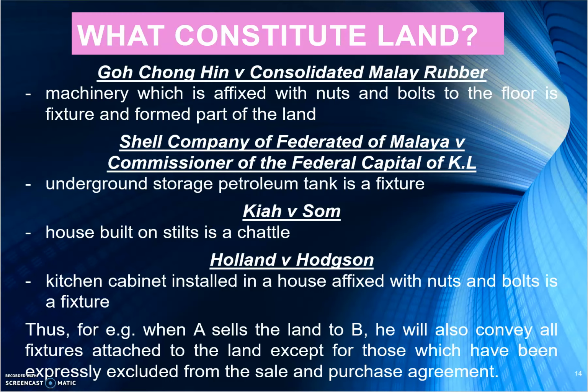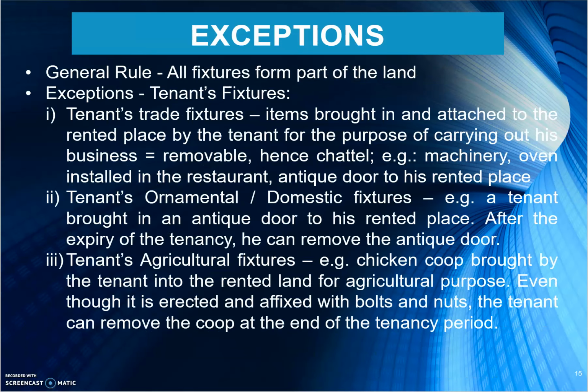Now, those are all the general rules. So basically, all fixtures form part of the land. However, there are exceptions such as tenant's fixtures. Tenant's trade fixtures, items brought in and attached to the rented property, basically they are removable because they are just tenants. They're renting that place. They are still considered as chattel. Something like machinery, oven installed, antique door, those are tenant's fixtures. They should not form part of the land.